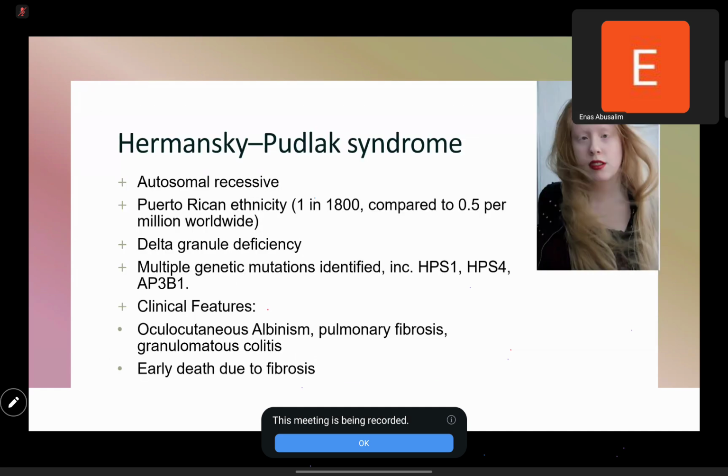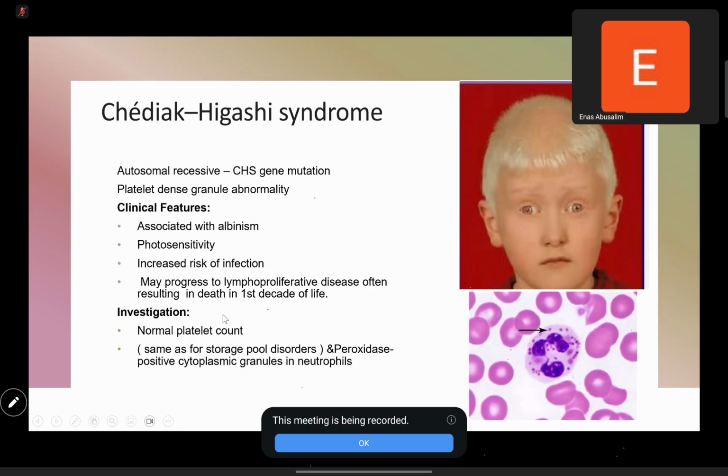So, Hermansky-Pudlak. It's an autosomal recessive disorder. It's a dense delta granule deficiency or abnormality. The patients present with oculocutaneous albinism, pulmonary fibrosis, and granulomatous colitis. The death is usually from advanced pulmonary fibrosis.